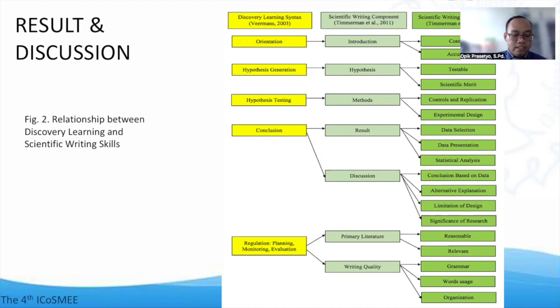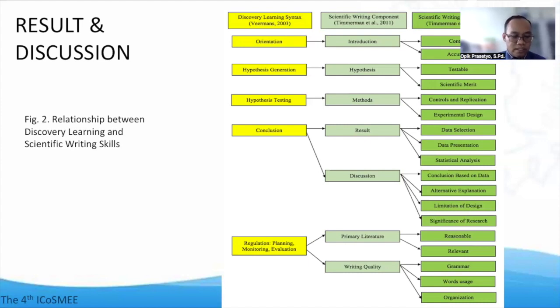And then the second is hypothesis generation. The learning activities in this step are that the student must formulate hypotheses based on the previous problem. This activity supports the student in writing the hypothesis in the experimental report. The criteria of writing skill to formulate a good hypothesis are that the hypothesis must be testable and have scientific merit.